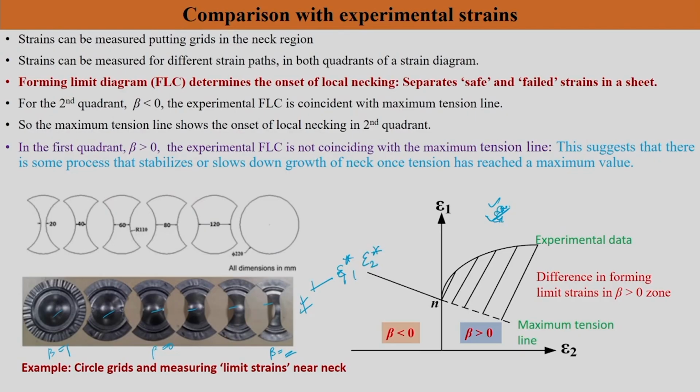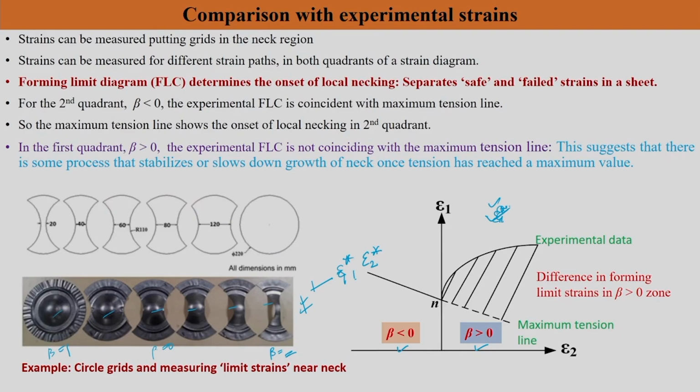Okay, so you can compare all this data with respect to the maximum tension line as discussed here. Both quadrants you can get: the first quadrant as well as the second quadrant. One quadrant is beta greater than 0, the other case is beta less than 0.